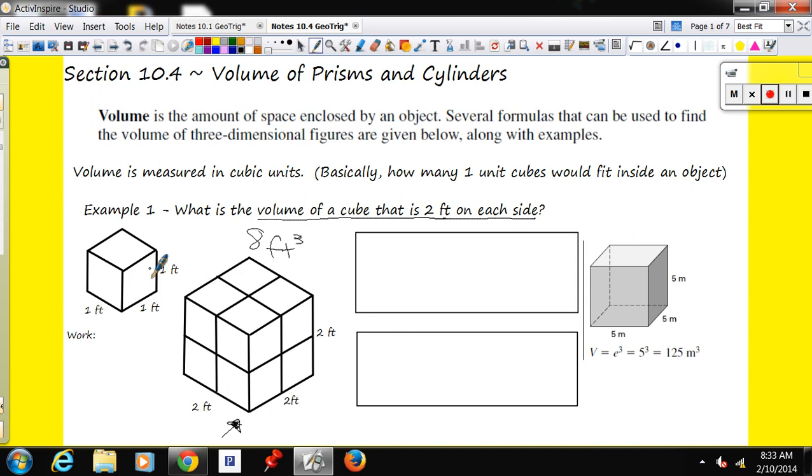Because 1 cube, 1 by 1 by 1, represents 1 cube. So inside of that would be 8 cubic feet. So what do you think? Is there a formula that we could use to figure out how to get 8 with numbers or anything like that?